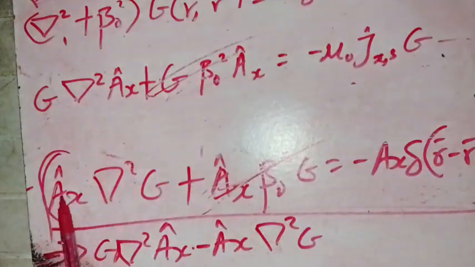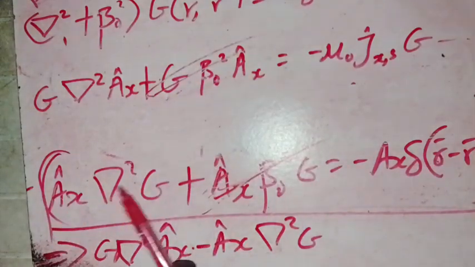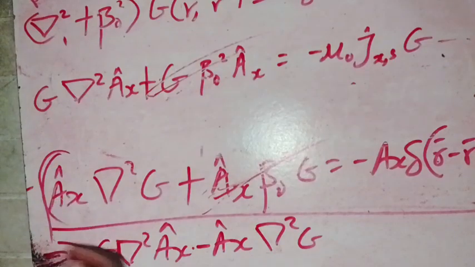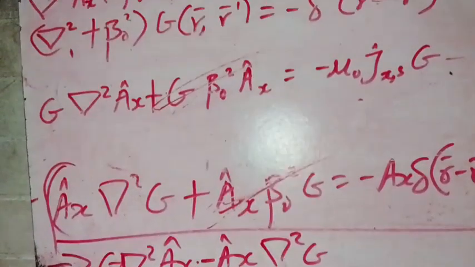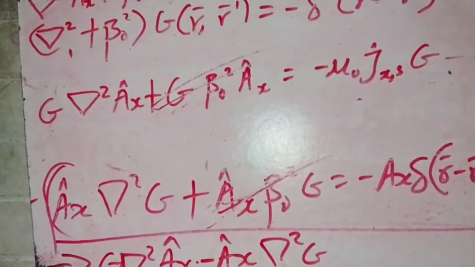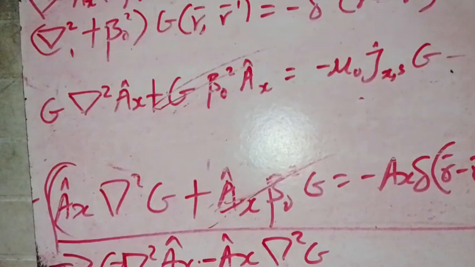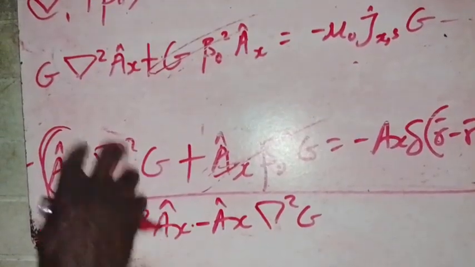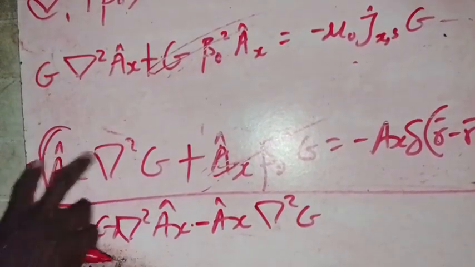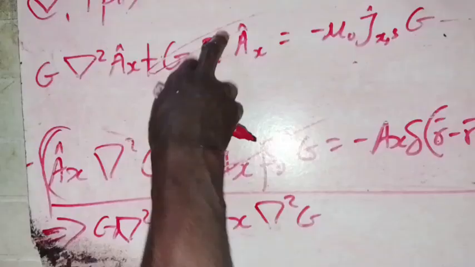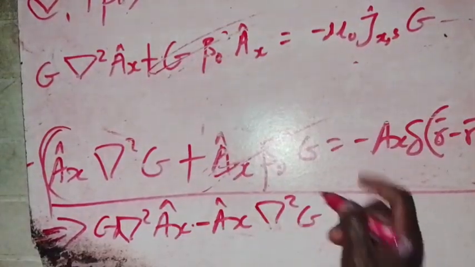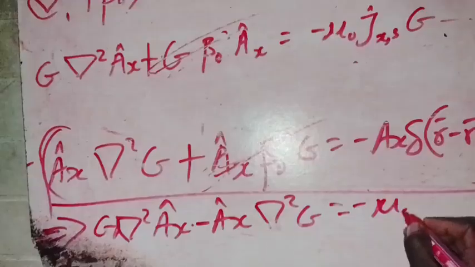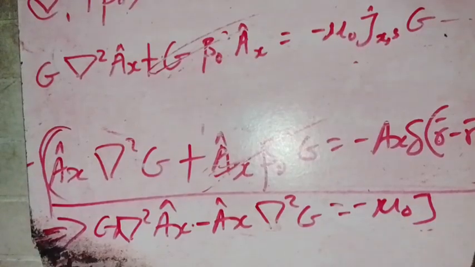So we are not dealing with just this guy and then this guy. Remember, what you are trying to achieve is this equal to something. That's what we are trying to achieve at this point. So this is this minus this. This minus this cancels out. Then this minus this will give us minus mu naught.